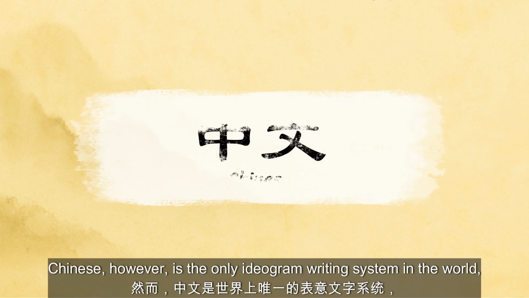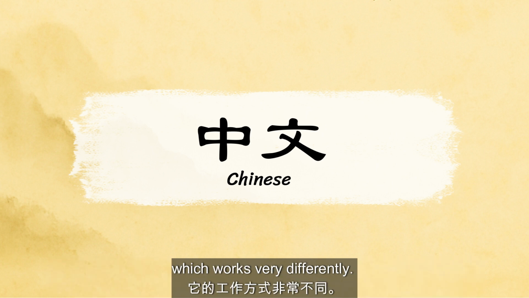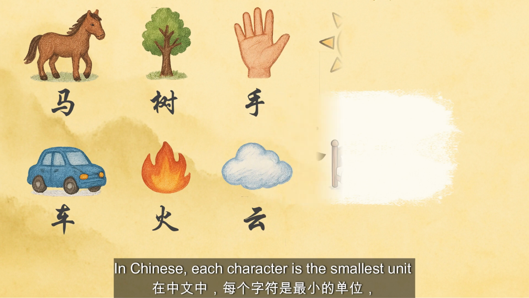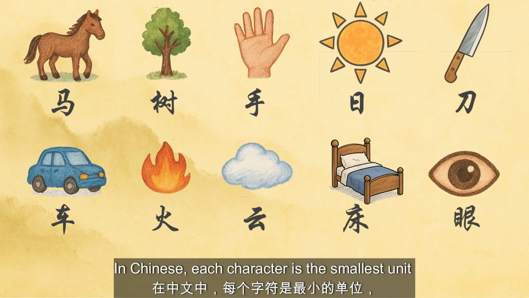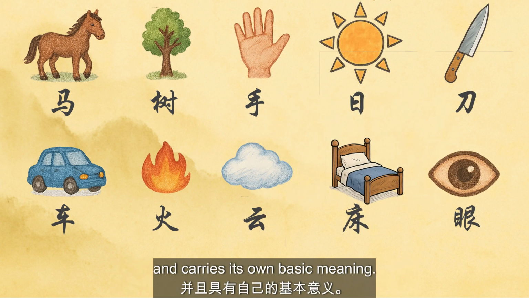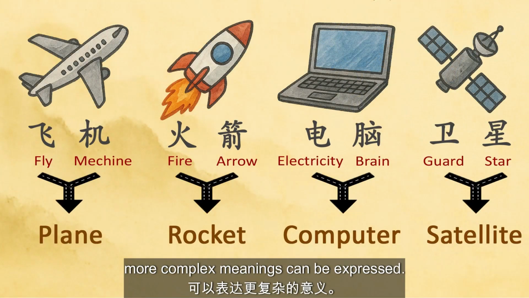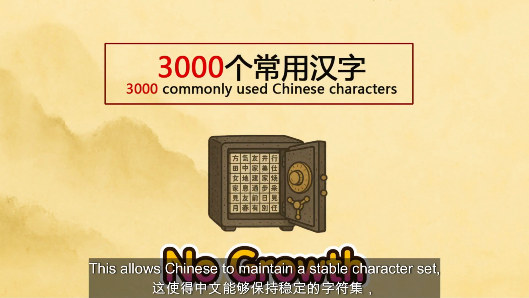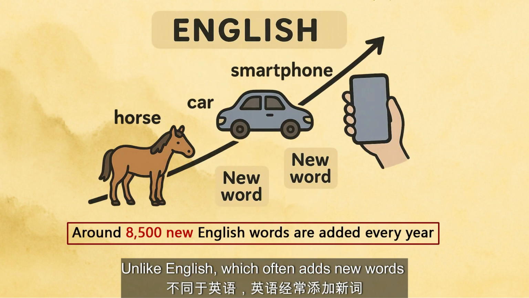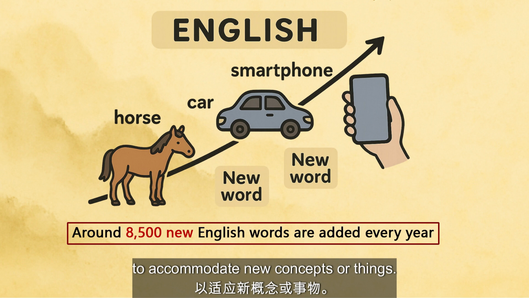Chinese, however, is the only ideogram writing system in the world, which works very differently. In Chinese, each character is the smallest unit and carries its own basic meaning. By combining these characters, more complex meaning can be expressed. This allows Chinese to maintain a stable character set, unlike English, which often adds new words to accommodate new concepts or things.